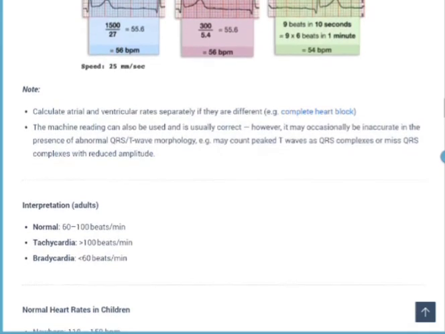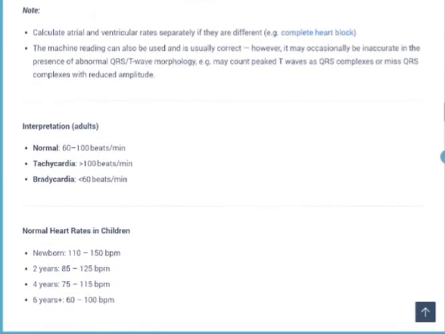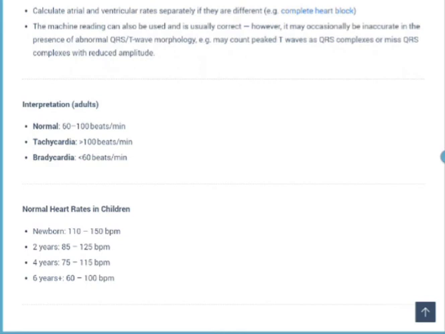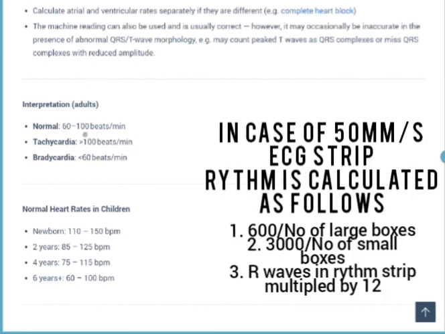So in interpretation, normal heart rate in children and adults is slightly different. In adults it is 60 to 100 beats per minute, that is the normal, and more than 100 constitutes tachycardia, and less than 60 constitutes bradycardia.